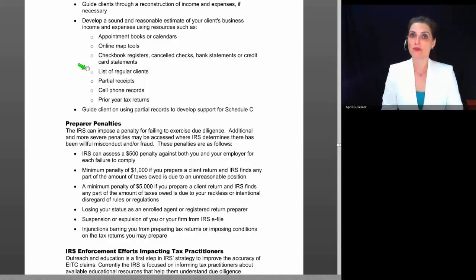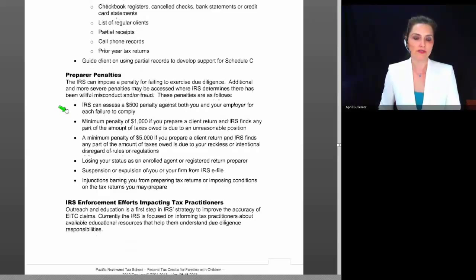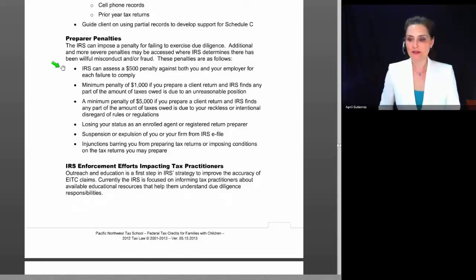And if she would go through and list all of that, she could come up with a pretty close number, couldn't she? Partial receipts, maybe they don't have all of them, but they at least have some of them. Cell phone records and prior year returns are all tools that you can use. Preparer penalties can be steep.